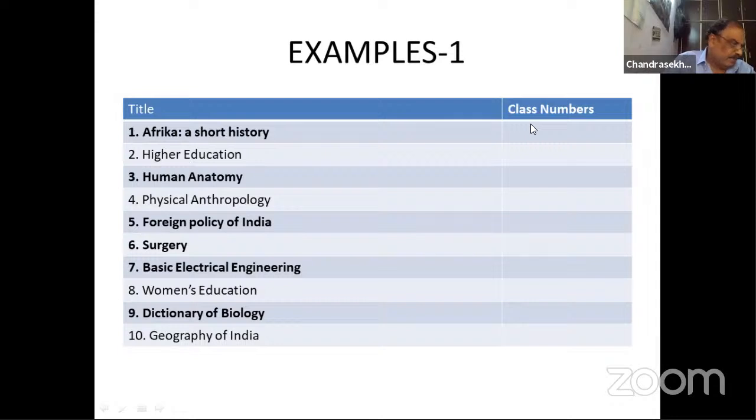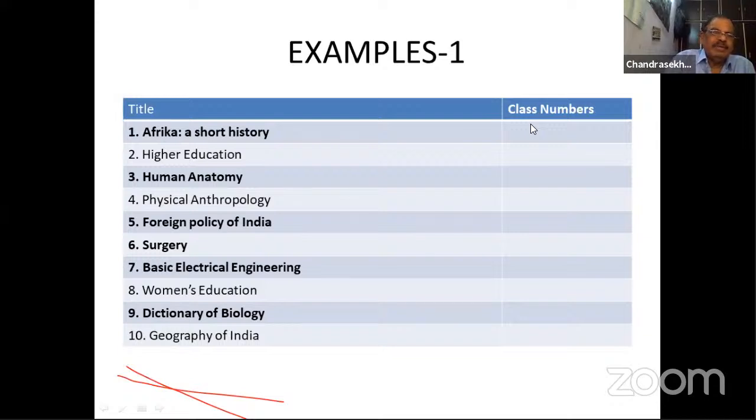Physical anthropology, physical chemistry, physical anthropology. In the index they have given 599.9 directly for physical anthropology. So note that down. If it is not directly in the summaries, try to find it from the relative index, volume number 4.